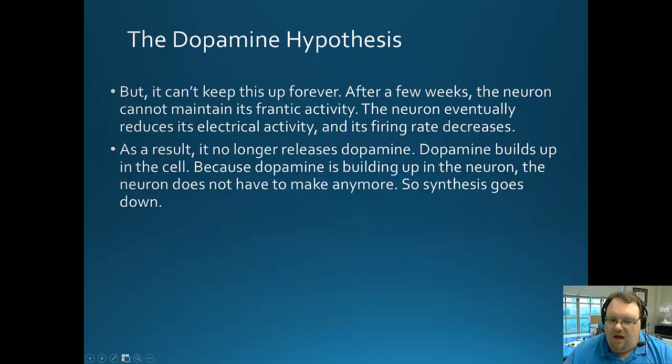However, the cell can't do this forever, and after a few weeks, the neuron cannot maintain this activity, so it eventually has a decreased firing rate. So eventually, it goes back to normal. It just can't keep firing that quickly. As a result, there no longer is an excessive release of dopamine, and with this, the dopamine synthesis and the amount of dopamine in the synapse goes down. And that's what's causing your clinical effect, potentially.